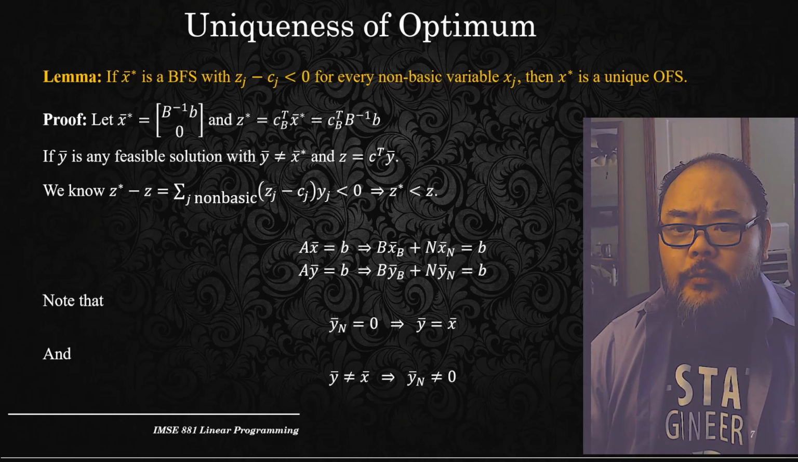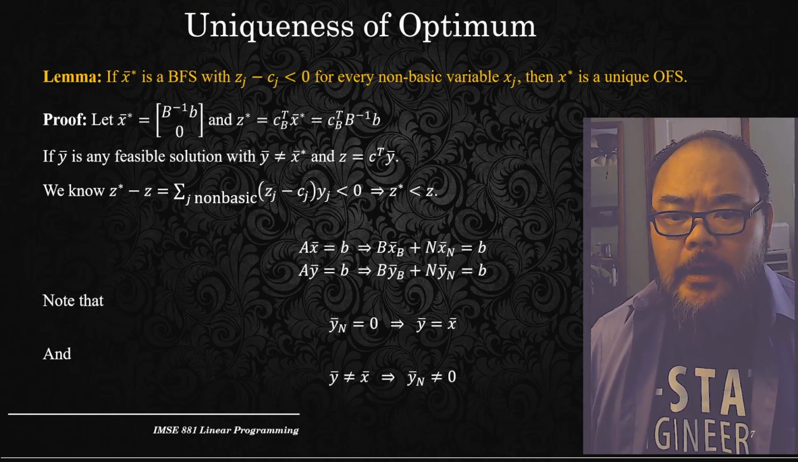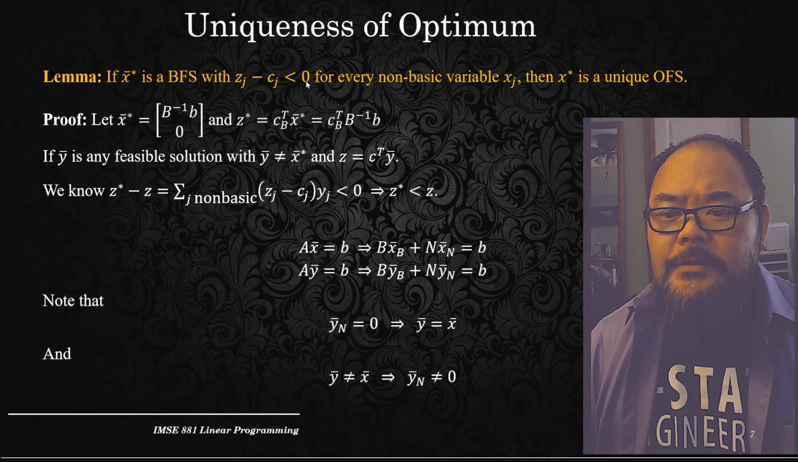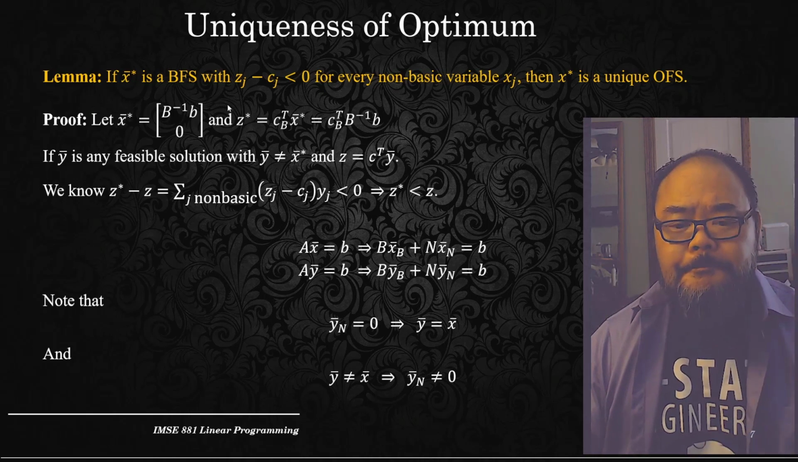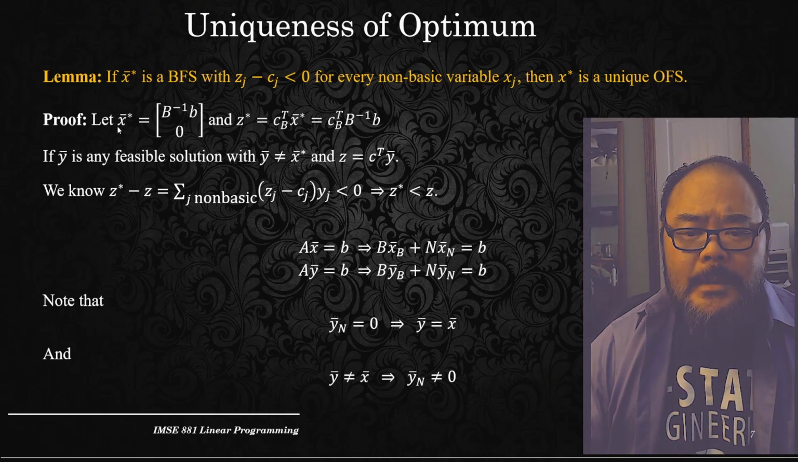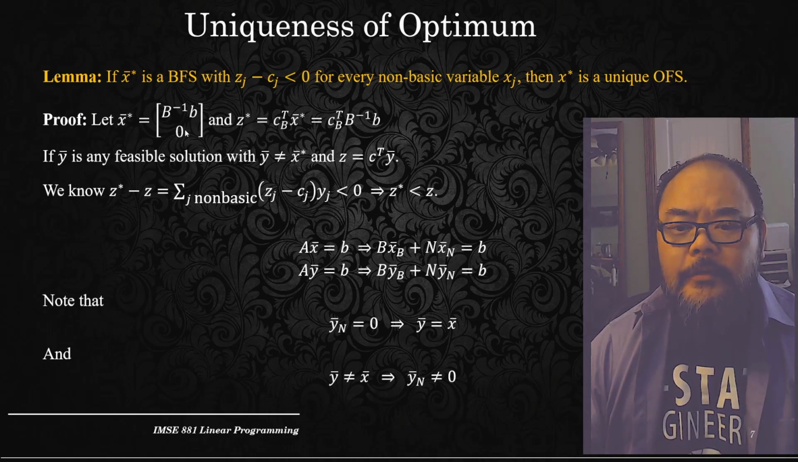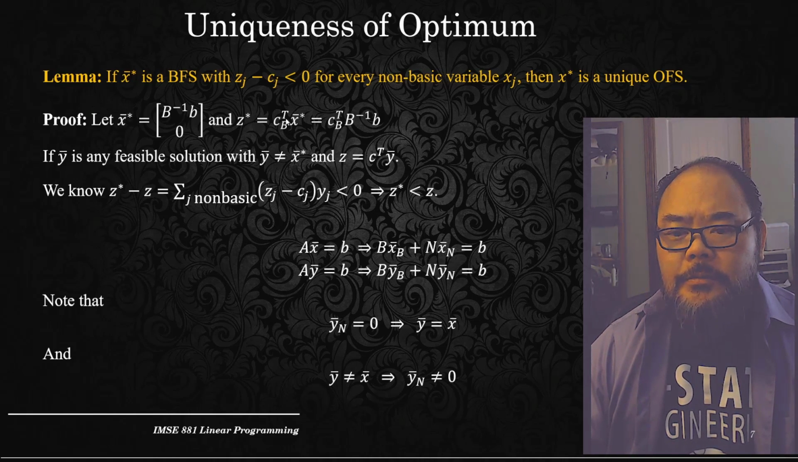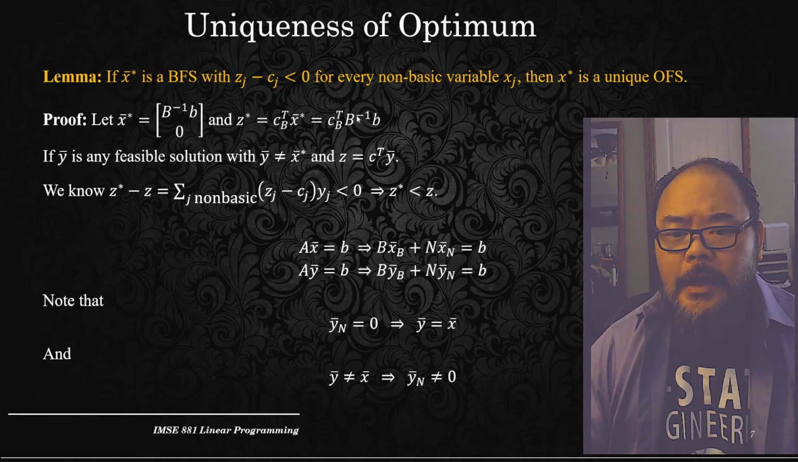Next, we summarize the result, the observation we have using a numerical example. To summarize as a lemma, we call it the uniqueness of the optimum. If our current x bar star is a basic feasible solution with all the zj minus cj negative for every non-basic variable xj, then x star is a unique optimal feasible solution. So if x star is a basic feasible solution, it has the form of b inverse times b for the basic variables and zero for the non-basic variables. And z star, the current optimal objective function value, equals cb transpose times x star, which is cb transpose times b inverse times b.